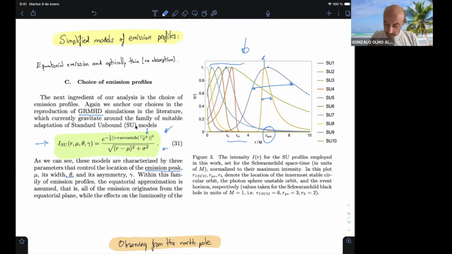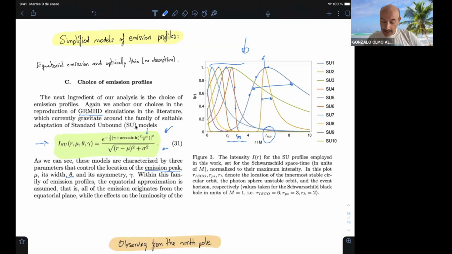This should be the photon ring, the photon sphere, PS, okay? So you can see some intensity profiles produce non-zero intensity in different regions. Right? This is the maximum, okay? Maximum, then it decays very quickly. And they have been normalized to the maximum intensity.